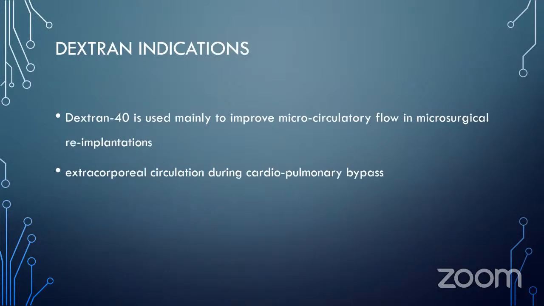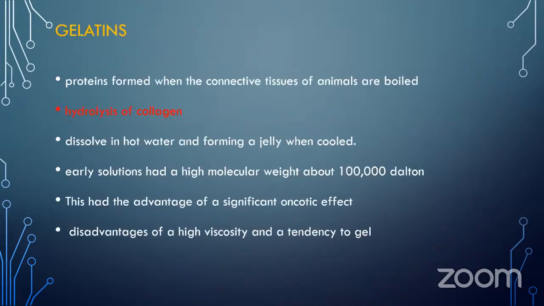So the indications, as of now, dextran doesn't hold any indication as far as intensive care is concerned. It is not the initial fluid resuscitation of choice which you look forward to, but it is more likely to go into the surgical side, and it is mainly used in surgical cases to improve the microcirculatory flow, especially in microsurgical reimplantations, and also probably during the extracorporeal circulation during cardiopulmonary bypass.